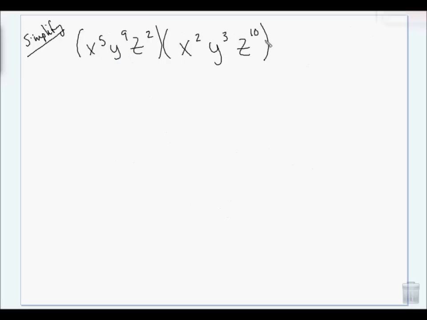If you're asked to simplify this, you multiply like times like. When you multiply common bases with exponents, you actually add the exponents. So this is x to the 5 plus 2, so that's 7. y to the 9 plus 3, so that's 12. And then z to the 2 plus 10, so that's also 12.